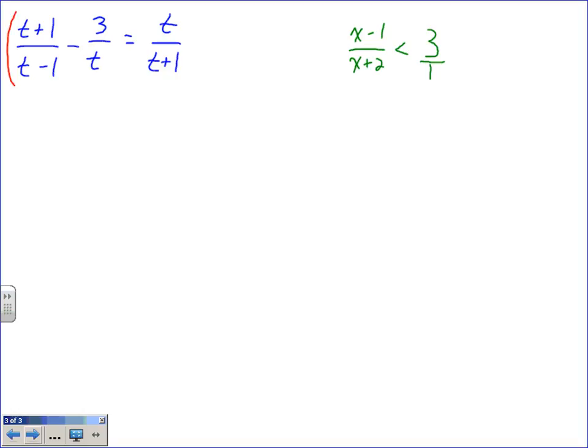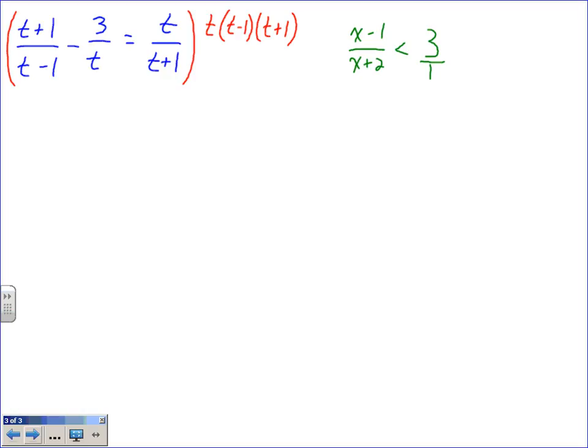Donna, can you tell me what the common denominator is? Would it be the t plus 1 times this one? Yeah, it'd be t times t minus 1. It's just all three of those denominators. It's all factored.